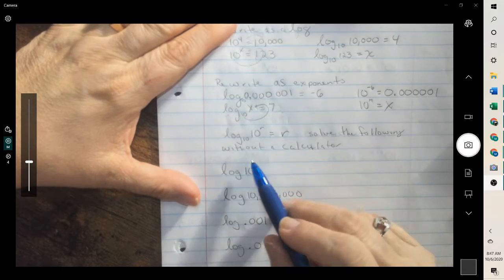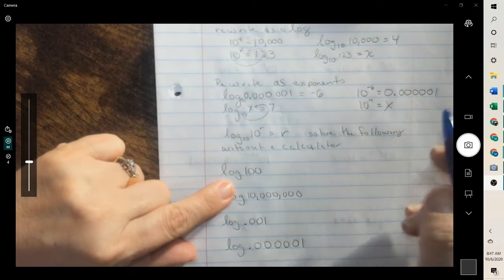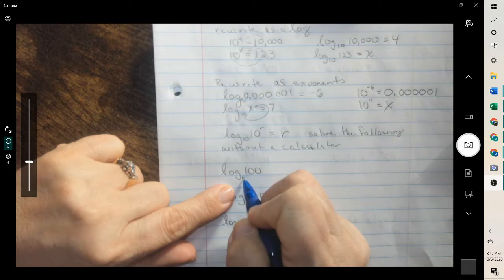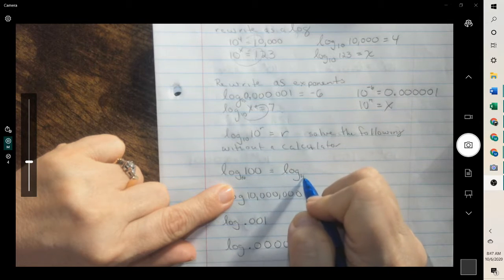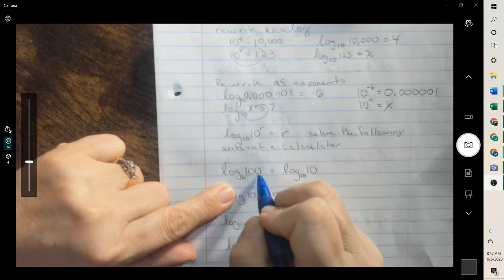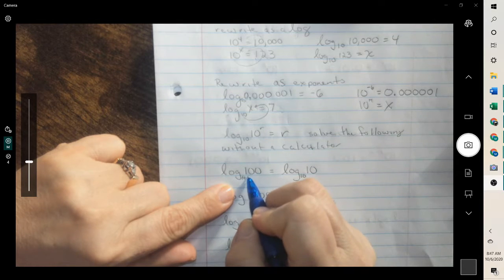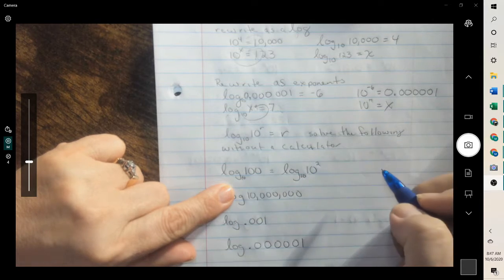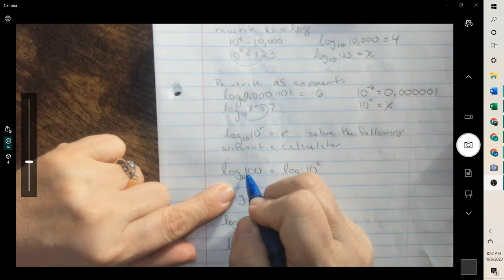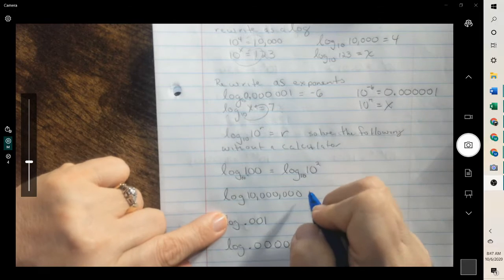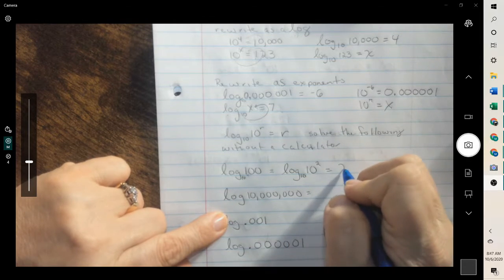So we can solve the following without a calculator then, because we know when there's no base it's 10, and we can rewrite this as log base 10 of 10 squared, since 100 in scientific notation is 10 squared. So it equals 2.